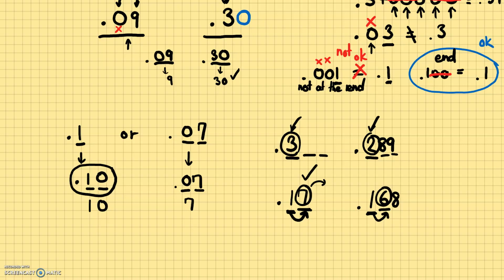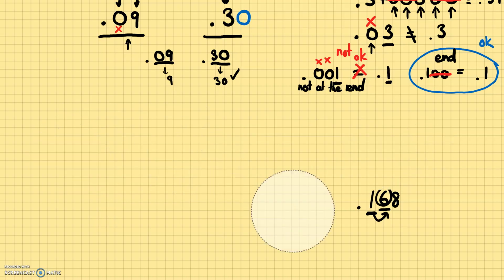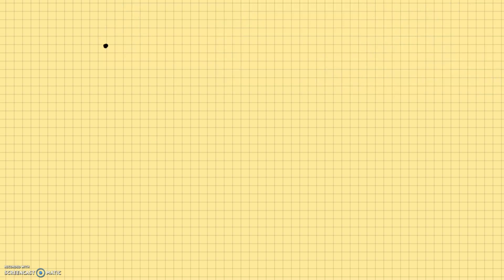Okay, let's try one last question. One last comparison here. Let me actually clear the whole board. So we have 0.238 and 0.32. Let's try this one. Okay, which one is bigger?